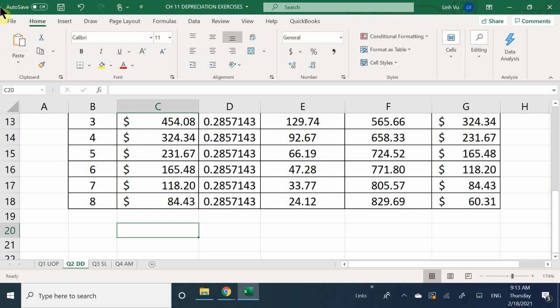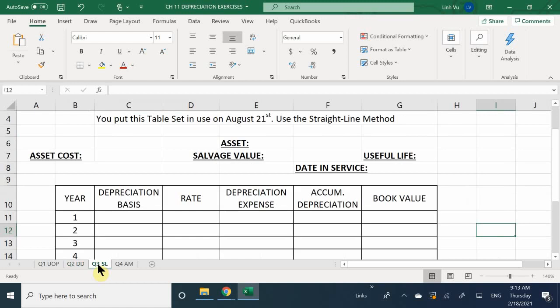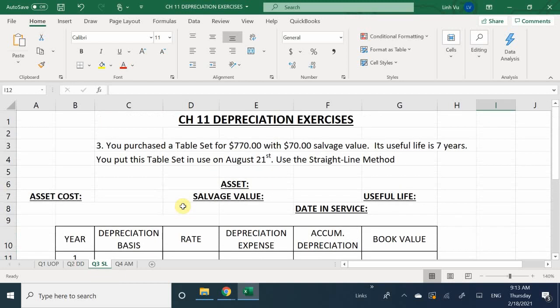Any questions for double declining? Okay, no? All right, then let's move on to straight line.